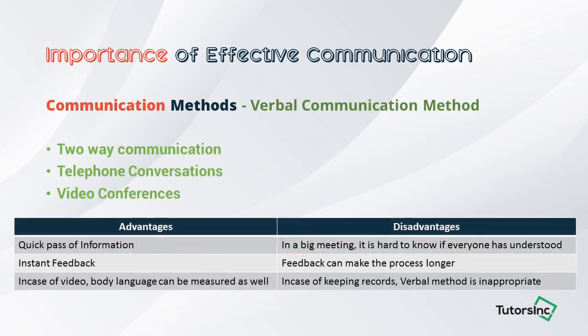First up, we have verbal communication. It is one that is used for two-way communication. Telephones and video conferences are prime examples of it. Advantages include the quick pass of information, instant feedback, and in case of video, body language can be measured. However, in terms of the disadvantages, it gets difficult to know if everyone has understood or not during a meeting with many people. Moreover, feedback can make the conversation longer, and it isn't the most appropriate method for keeping records, as there isn't any written record.